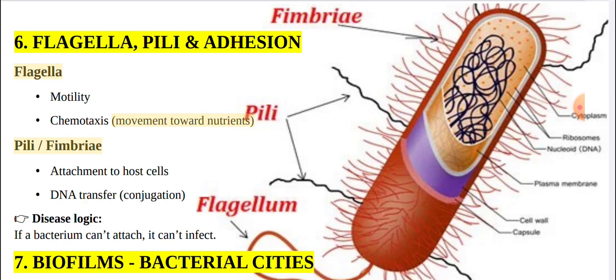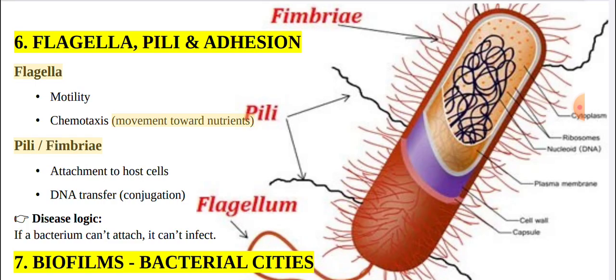And the pili, or fimbriae. These are different. They aren't for swimming, they're for sticking. Think of them as Velcro hairs covering the surface. If a bacterium can't attach, it can't infect. That is the golden rule. Think about the physical forces in your body. Your bladder flushes urine. Your gut pushes food through with peristalsis.